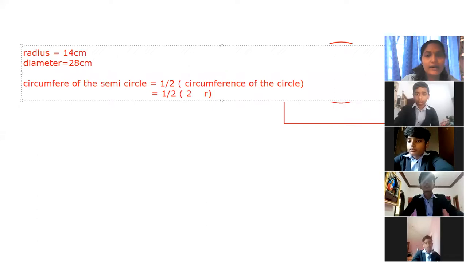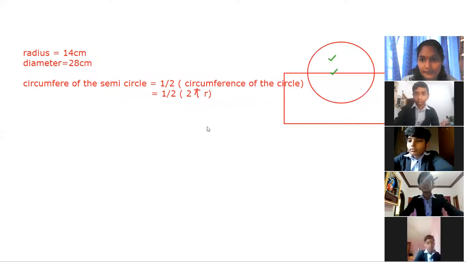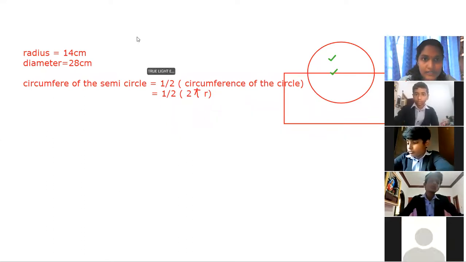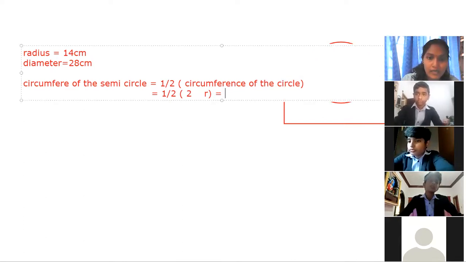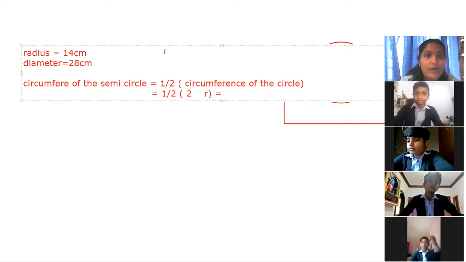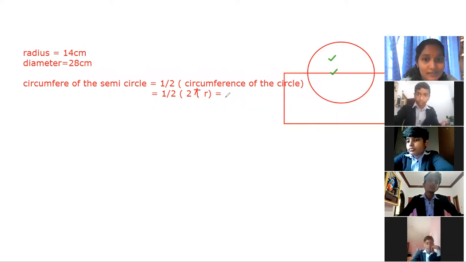2 pi r. Clear? So this 2 and this 2 will get divided. 2 by 2 will become 1. Then we will only have pi r. So pi r will be the radius of what? Radius of that semicircle, that curve only.